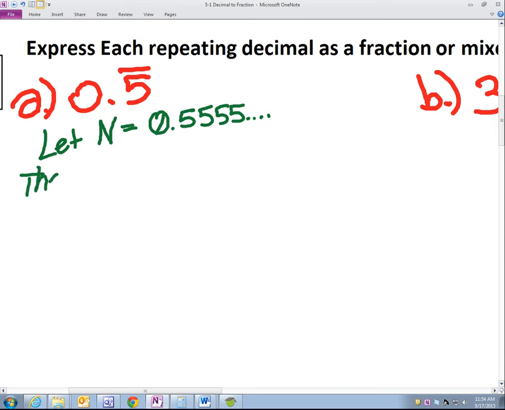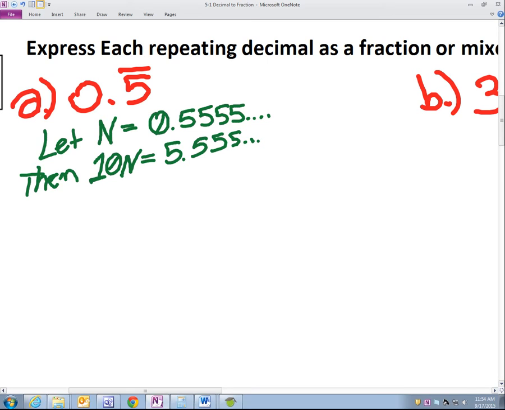Then 10n, that's not ion, that's 10n. Well, what would that number be? So 0.555555, if I multiply that by 10, Ramneet? Close. Yeah, just 5.555555. Okay?